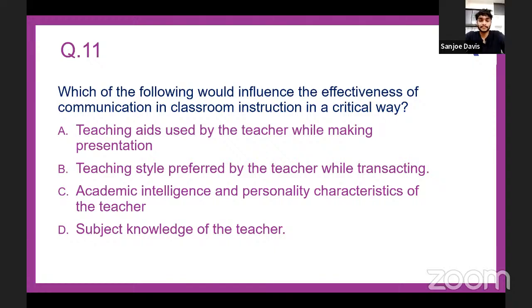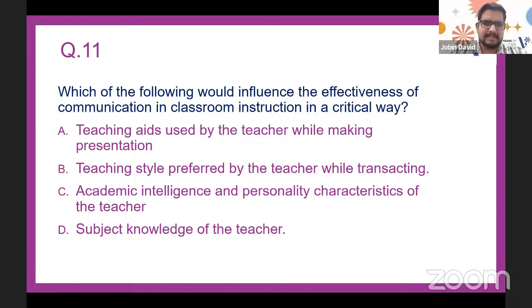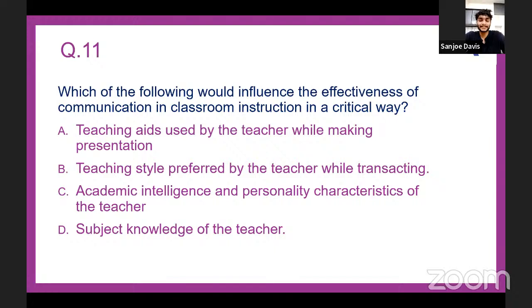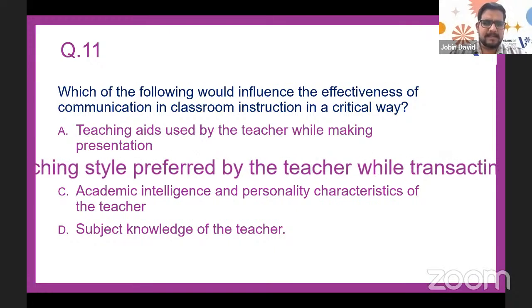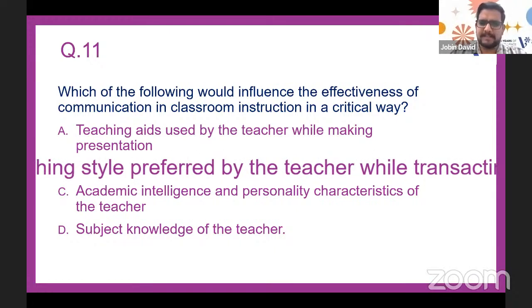Our YouTube babies are different, they are selling the teaching aids. Obviously, when we read four options, we will think that all four are correct. But as Sanjo said, if we select teaching aids, academic intelligence, personality or subject knowledge, these all depend on what teaching style he prefers. So we will go with option B, teaching style preferred by the teacher while transacting. That is it.